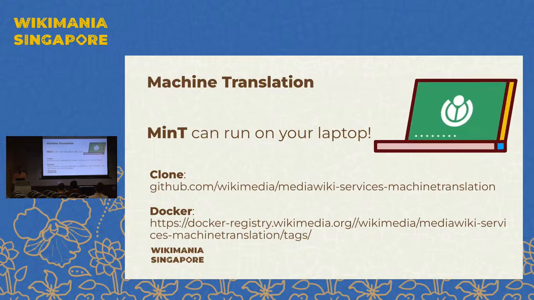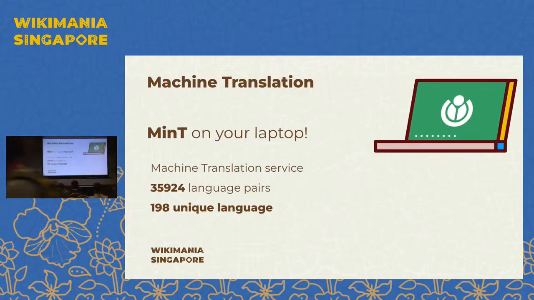If you want to run it without Docker, you can just clone this one and follow the README instructions, and you will get a machine translation system right inside your laptop, suitable for any kind of experiments. And the good thing is that this has more language coverage than any other machine translation system that you can access with paid APIs. So if you access Google Translate or any other system, you will not get this kind of language coverage. If you run it on your laptop, you are getting a machine translation system that can support 198 unique languages, maybe one of the biggest machine translation systems.